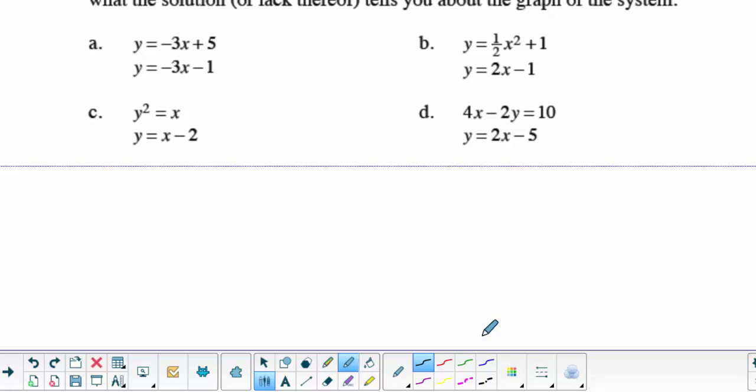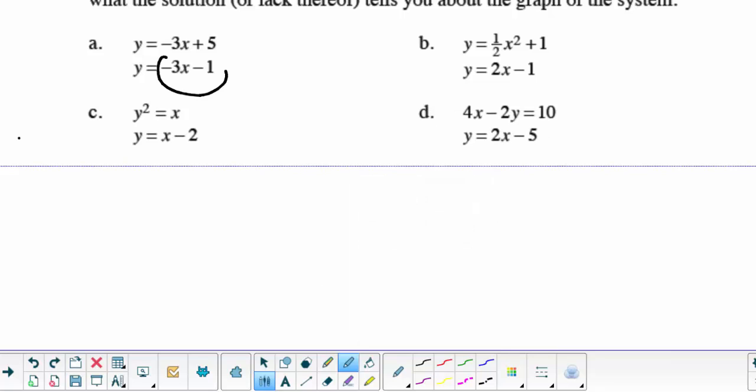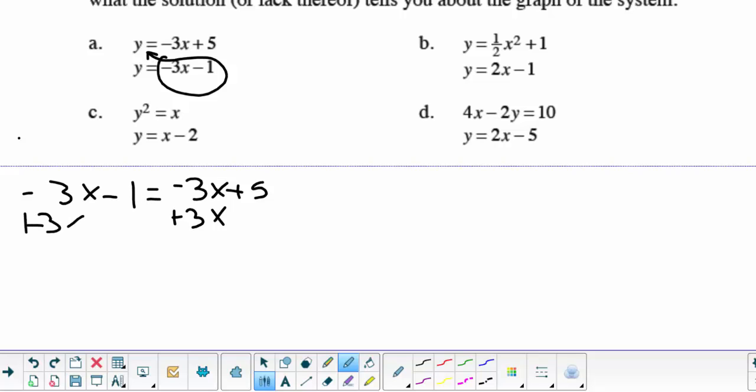So with A, hopefully you're looking at that thinking, well, I can do the substitution method here because I can take this and plug it in for y. That's exactly what we want to do. So I have negative 3x minus 1 equals negative 3x plus 5. So now I'm going to add 3x to both sides to get all my x's to one side, and something strange happens. We end up with negative 1 equals 5. So the variable disappeared and we ended up with a false statement. So that means there is no solution. So these two lines never intersect.